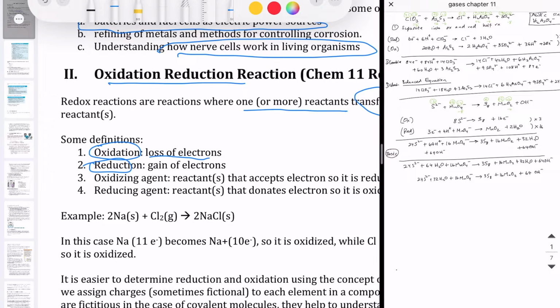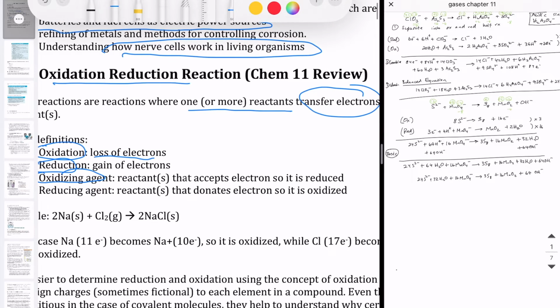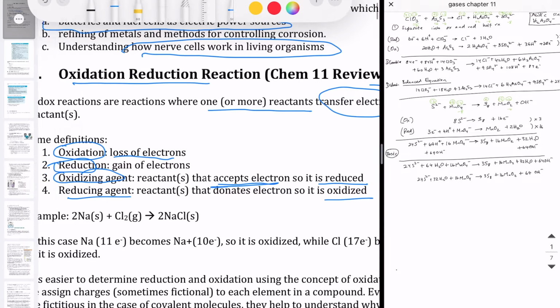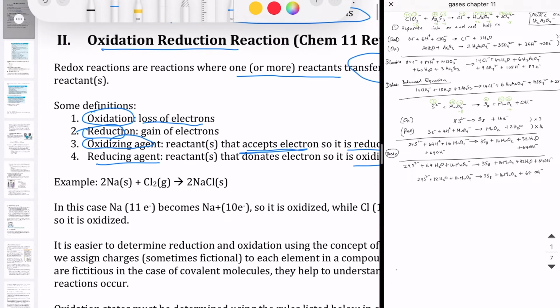The oxidizing agent is the reactant that accepts the electrons, because that reactant is allowing the other reactant to be oxidized. So it's called an agent. In this case, it's the reactant that is reduced. And then the reducing agent, on the other hand, is the reactant that is oxidized, because it allows the other reactant to be reduced.